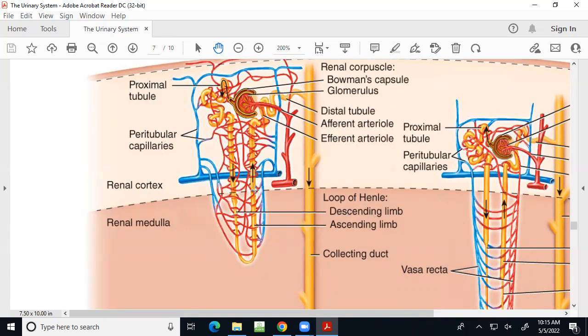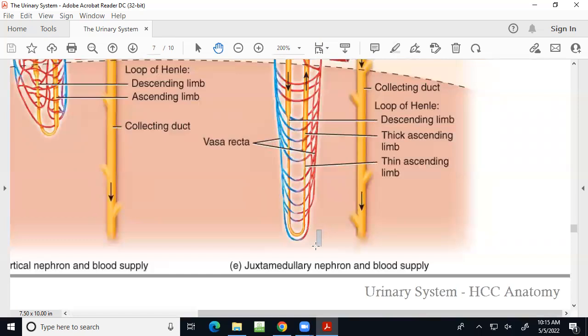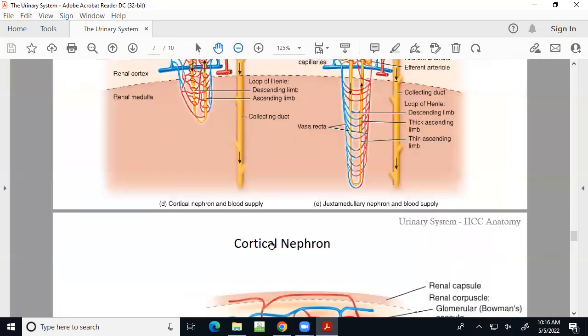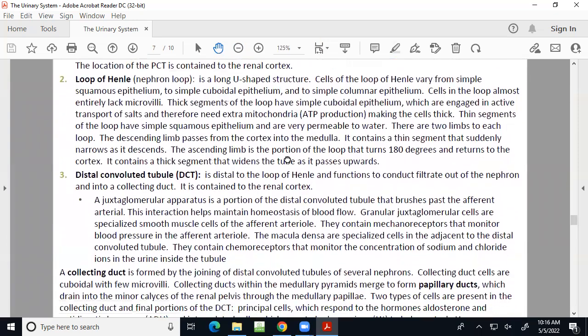Now it's not super easy to see, but if I look over here on the right with this different type of juxtamedullary nephron, you can see that in some places the loop of Henle is really, really thin, whereas in other places, like right here, it's a lot thicker. Well, that's important because that's related to what's moving and in which direction.